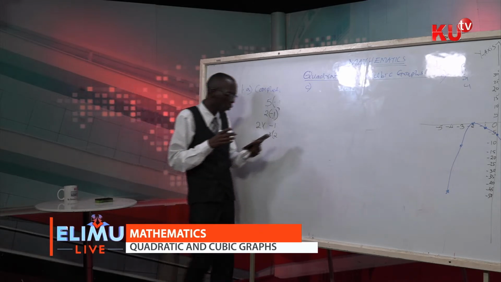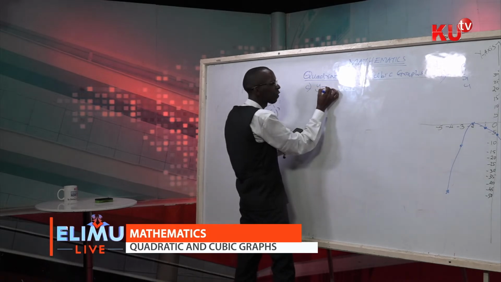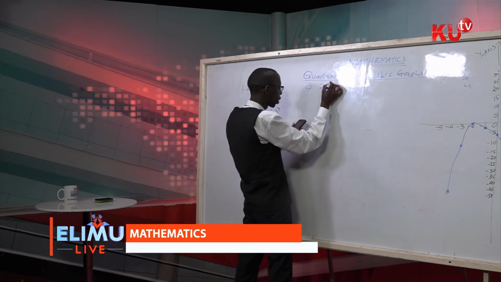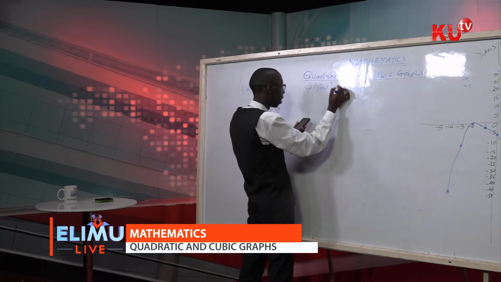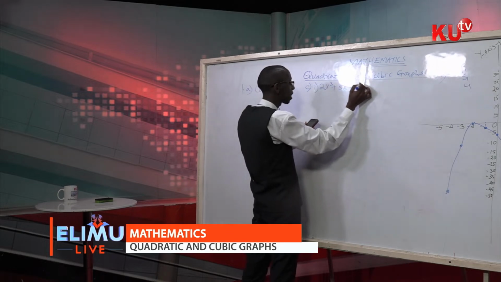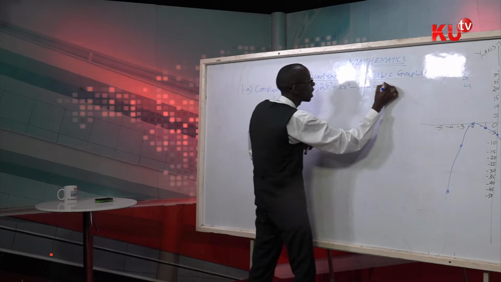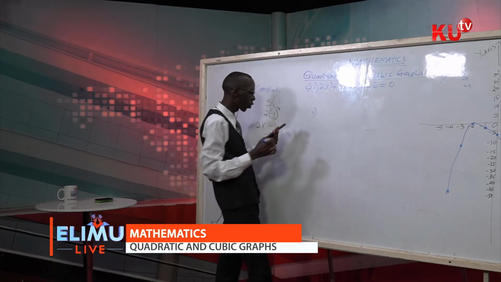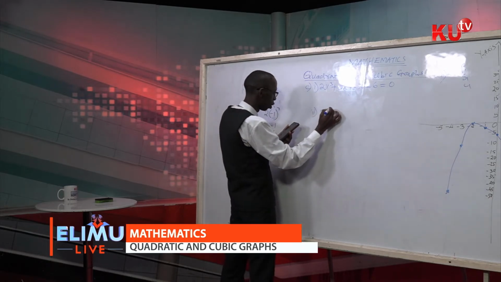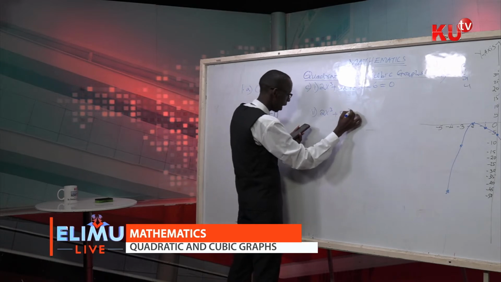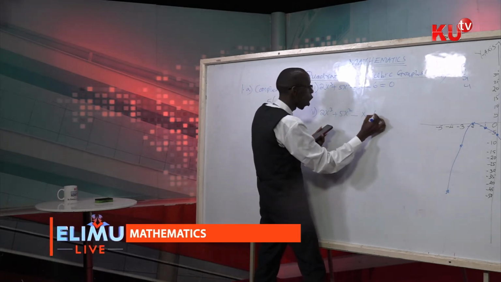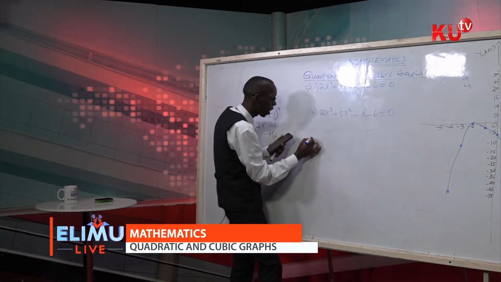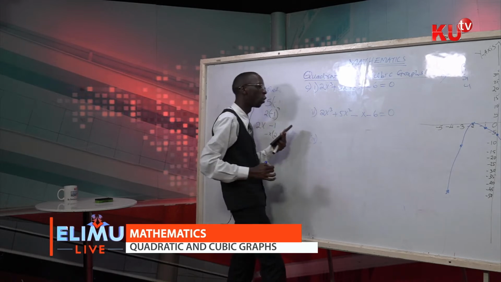Part C. Use the graph to solve the equation 2x cubed plus 5x squared minus x minus 6 is equal to 0. That is Roman 1. Roman 2, you are using the graph to solve the equation 2x cubed plus 5x squared minus x minus 4 is equal to 0.